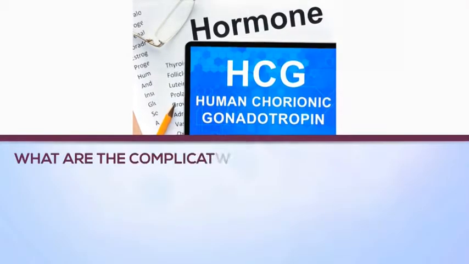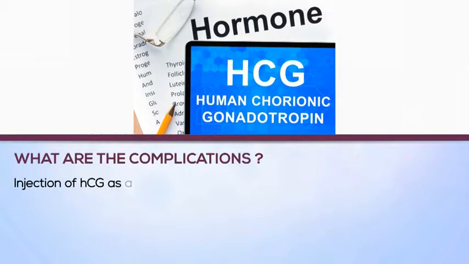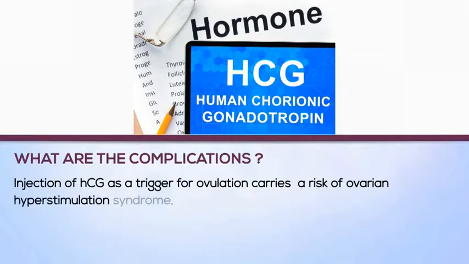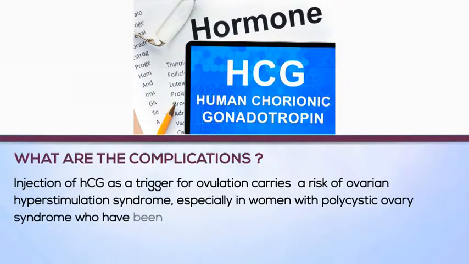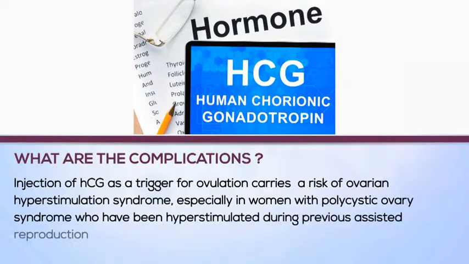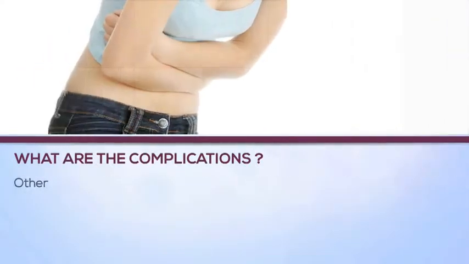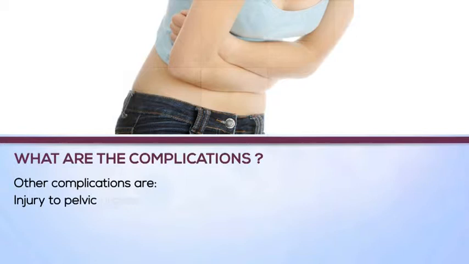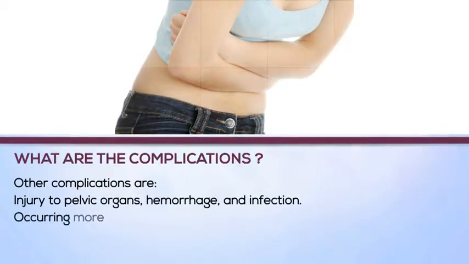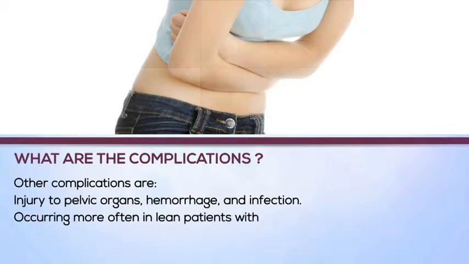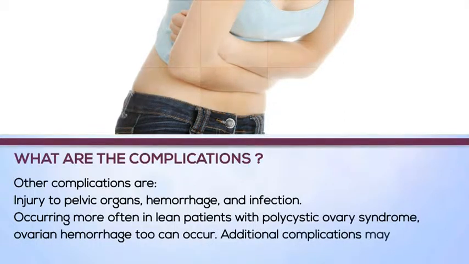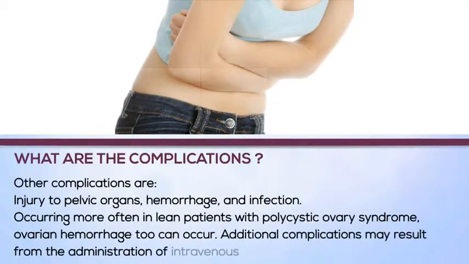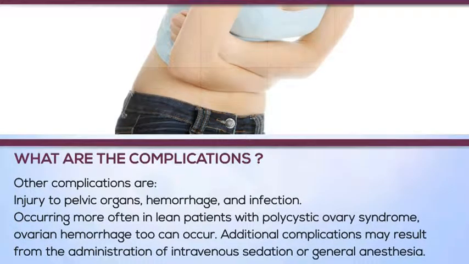What are the complications? Injection of HCG as a trigger for ovulation carries a risk of ovarian hyperstimulation syndrome, especially in women with polycystic ovary syndrome who have been hyperstimulated during previous assisted reproduction cycles. Other complications are injury to pelvic organs, hemorrhage, and infection. Occurring more often in lean patients with polycystic ovary syndrome, ovarian hemorrhage too can occur. Additional complications may result from the administration of intravenous sedation or general anesthesia.